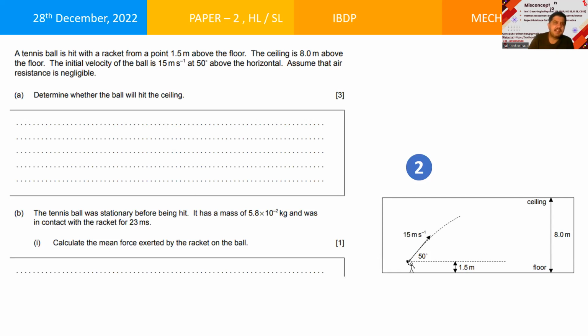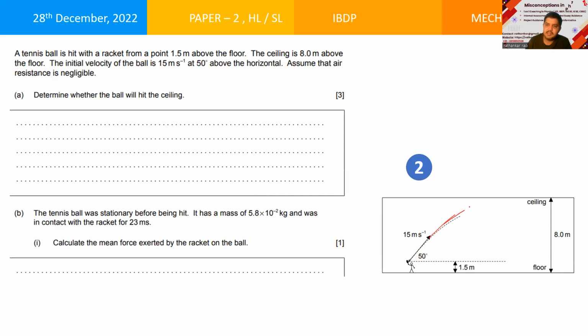A tennis ball is hit with a racket from a point 1.5 meters above the floor. It's like this. The ceiling is 8 meters. He is asking you whether the ball will hit the ceiling or not. 3-mark question. Be careful. Okay.